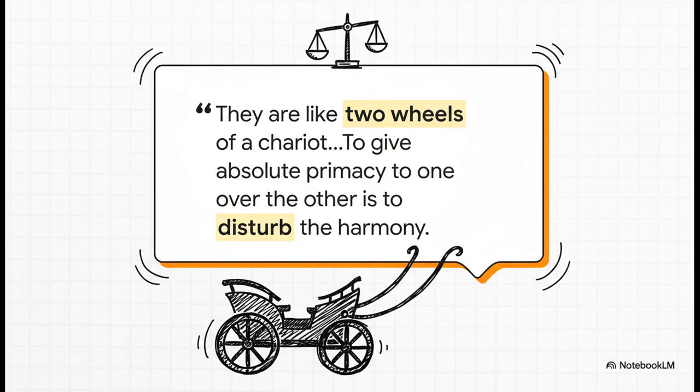And that Minerva Mills case gave us this absolutely beautiful analogy to understand the relationship. The Supreme Court declared that the fundamental rights and the directive principles are two wheels of a chariot. Think about that. Neither one is more important than the other. If you try to give one total priority, you're going to upset the balance of the entire Constitution. They have to work together in harmony.